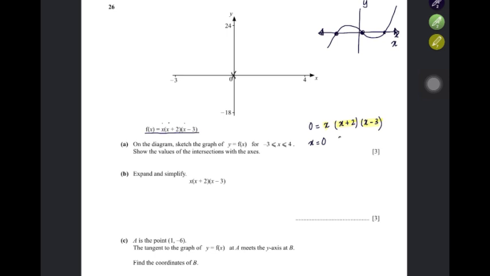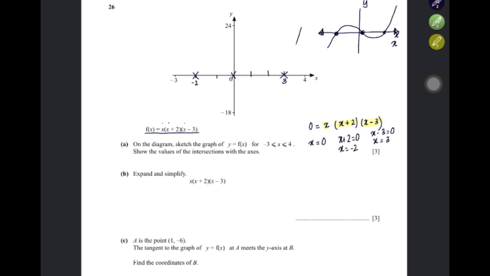Next, x plus 2 equals 0, so x equals negative 2. When x is negative 2, we have another point of intersection. And then x minus 3 equals 0, so x equals 3. At x equals 3, we have another point of intersection. So now we know the 3 points.